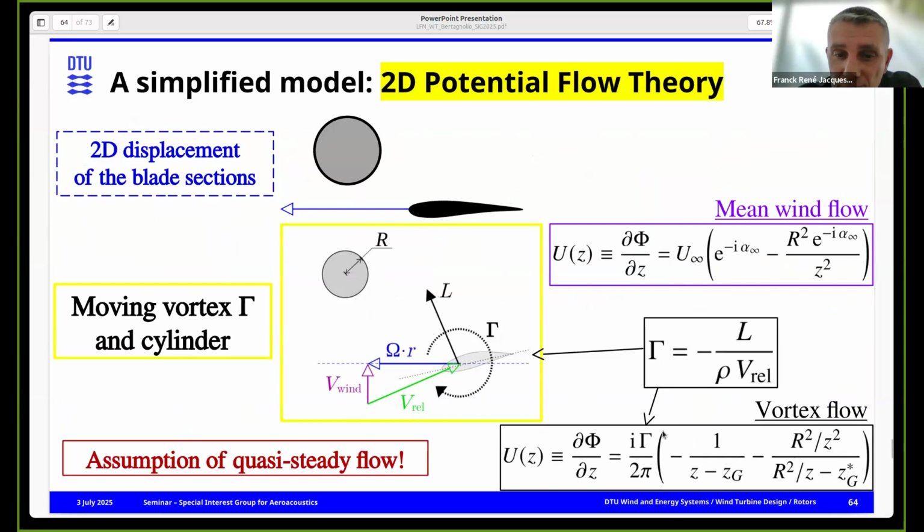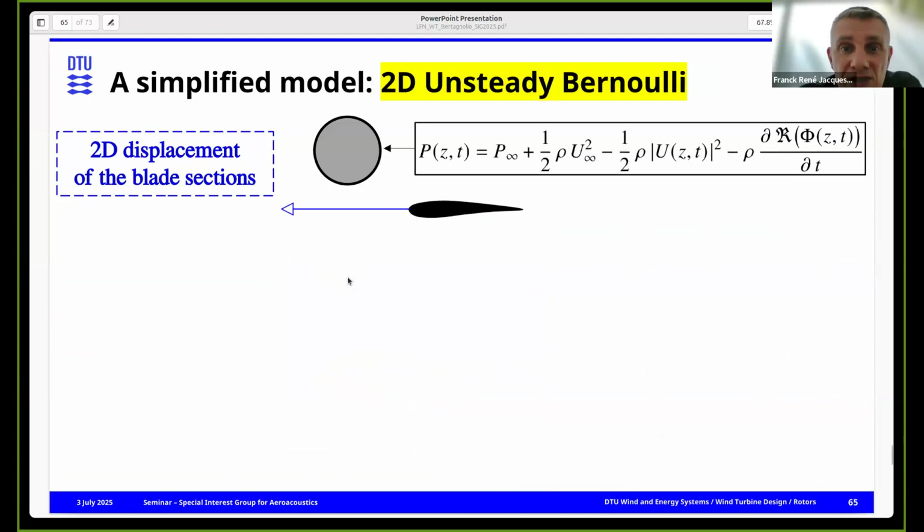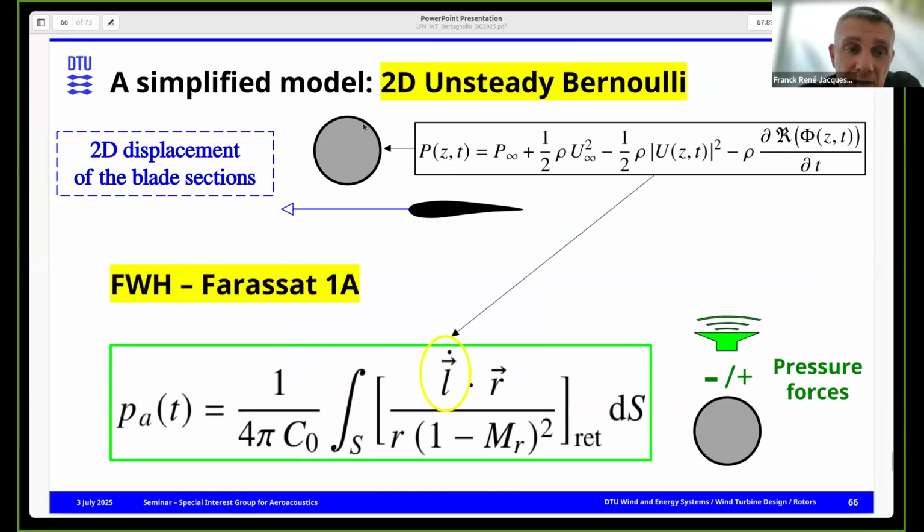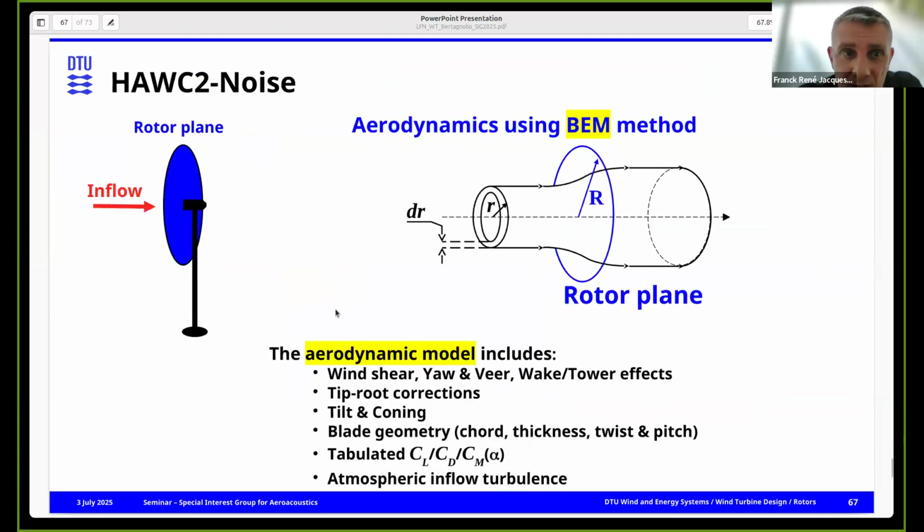So you can calculate the mean flow and the flow from the vortex, both interacting with the tower, which is a cylinder in 2D, and you have an analytical solution for that. Here you make the assumption the flow is quasi-steady, but you recover the unsteadiness by using Bernoulli, which allows you to actually calculate the pressure on the tower. And again, we use Farassat, as we used earlier, to calculate the far field noise emitted by the tower. Again, this is implemented in our BEM code.